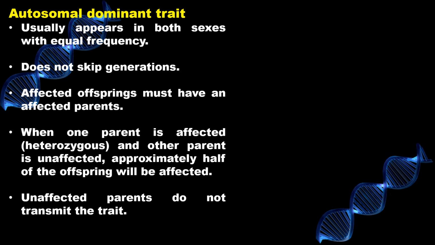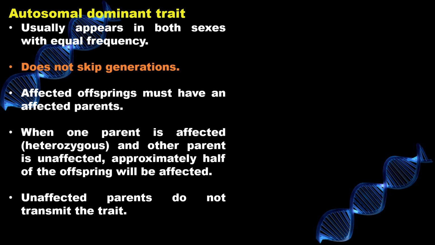Now we can move towards the second trait, that is autosomal dominant trait. As per the name, autosomal dominant trait means it is an autosomal trait with dominant character. Usually it appears in both sexes with equal frequency. So males and females have equal chance to get the trait because it is an autosomal trait. It does not skip the generation. It means that no skipping of the generation as above in recessive trait.